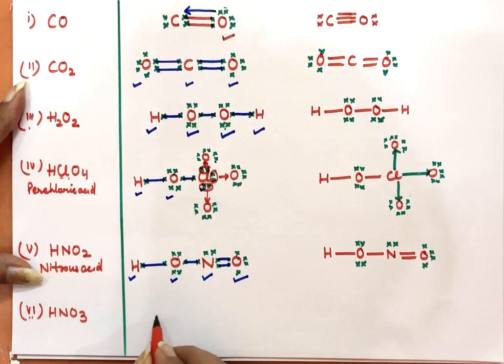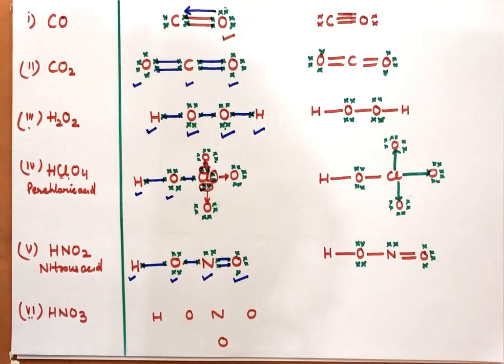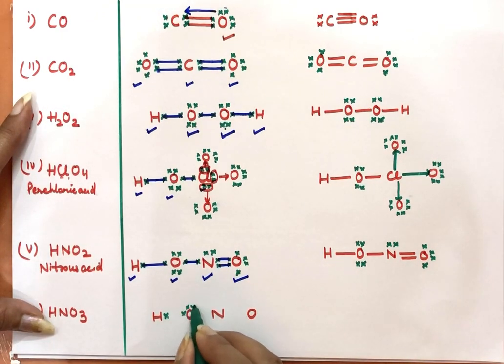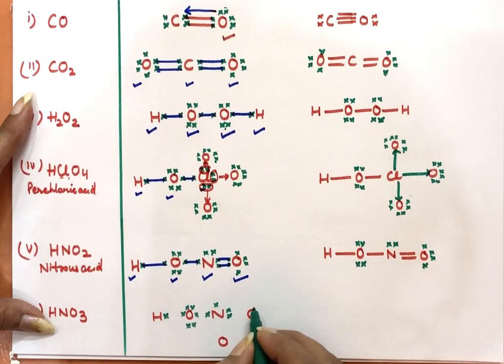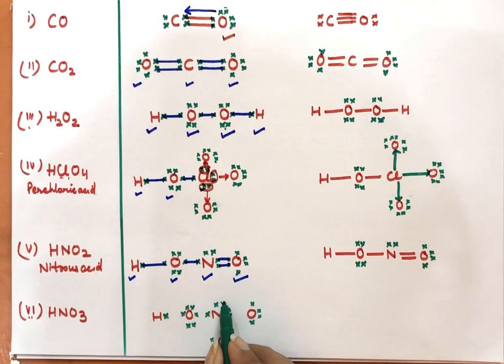HNO3. Similar to this, but now we have 3 oxygen atoms. So around nitrogen on 3 sides we will have O atoms. Lewis structure: 6 electrons around oxygen, and here we have 6 electrons around this also, and nitrogen has 5 electrons. So these are the Lewis symbols of these.